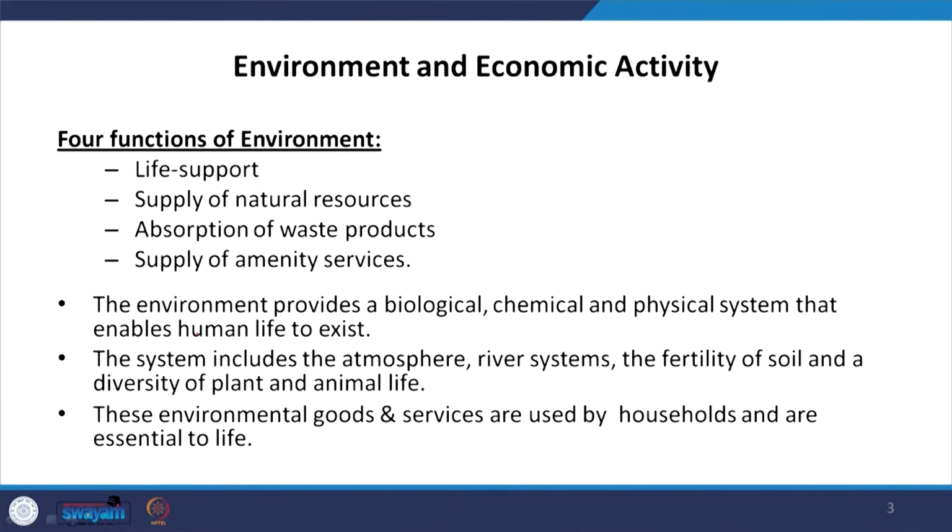The environment provides a biological, chemical and physical system that enables human life to exist. So, that is a kind of support system that is provided by the environment. The system may include our atmosphere, river systems, fertility of soil and diversity of plant and animal life. So, all these supportive systems of the environment help us to survive and to sustain our livelihoods. These environmental goods and services are used by the households and they are very essential to our life.